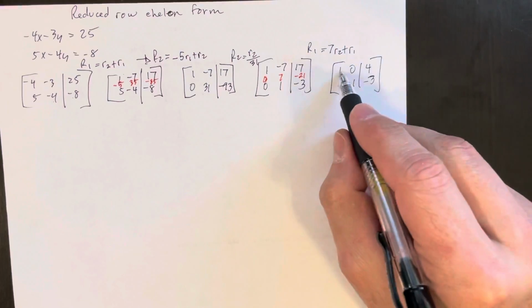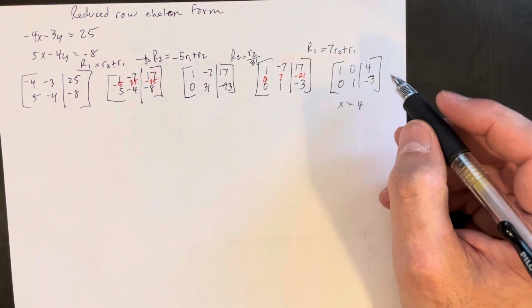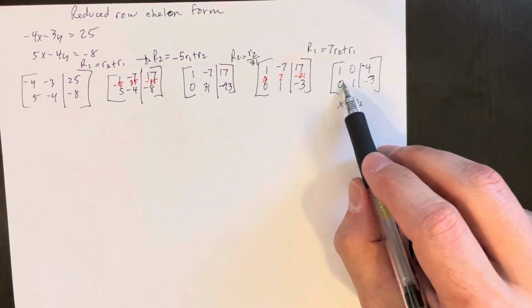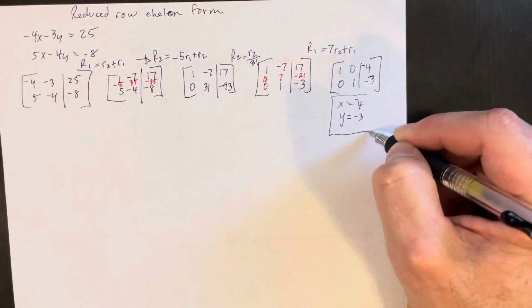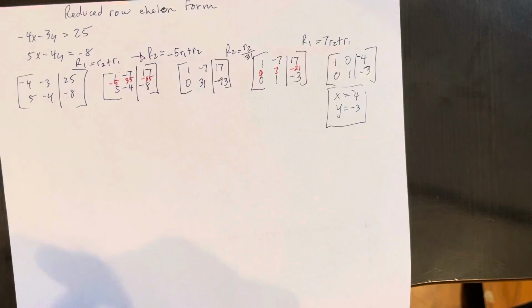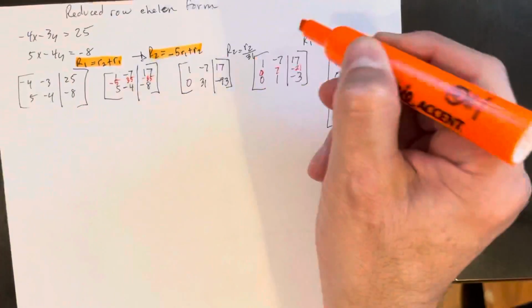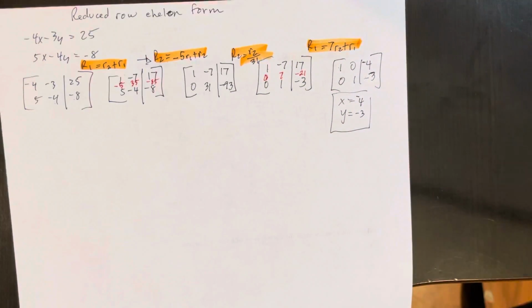And there's your answers. From the top row, we know x equals negative 4. And then from the bottom row, we know y equals a negative 3. Okay, so that's what we want to do. We want to put it in reduced row echelon form. The tricky part for you guys is coming up with these row operations. You have to figure that out.